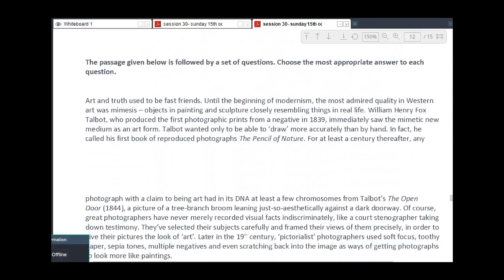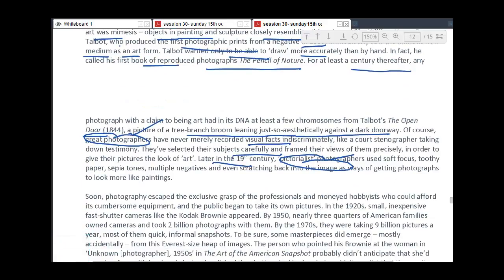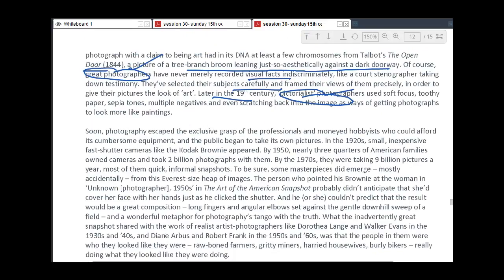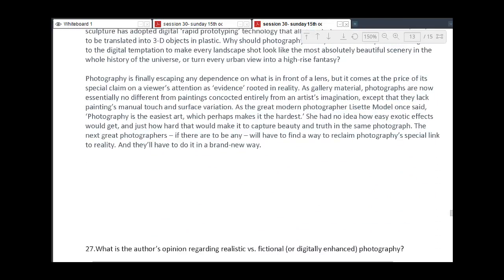Look at this here. It says here that in the 19th century, pictorialist photographers, correct? Of course, great photographers. So it has great photographers, it has pictorialist photographers, it doesn't have most photographers. So can I say B goes out, people? And the first paragraph is about the 19th century. In the other paragraph, I have information about the 20th century, not the 19th century. So if the answer is there, it is there in the first paragraph, or else the answer is just not there.